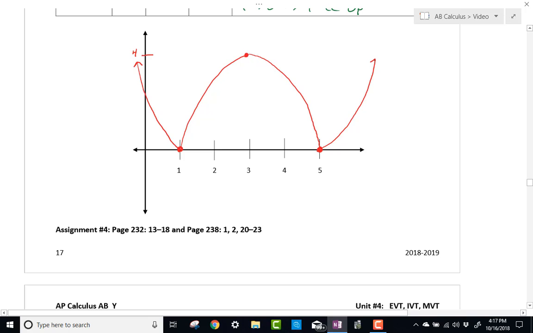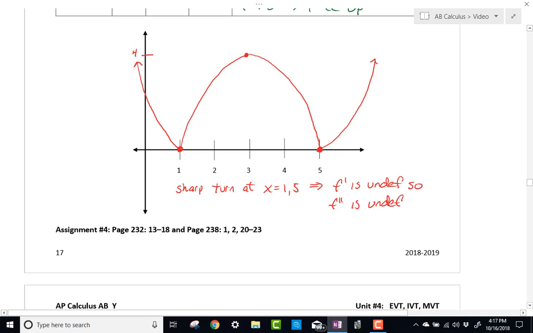Now hopefully that makes sense why the derivative and the second derivative are undefined, because I have a sharp turn at x equals 1 and 5. So a sharp turn at x equals 1 and 5 implies that f prime is undefined, so f double prime is undefined.